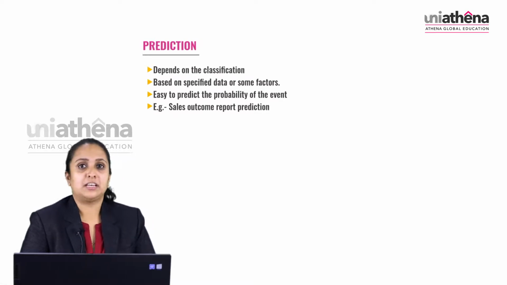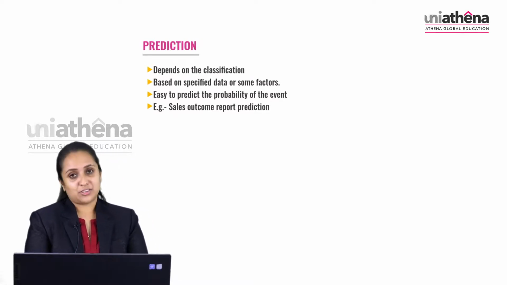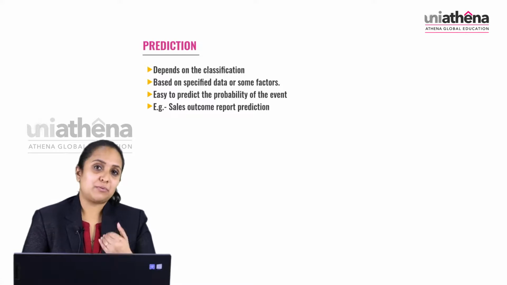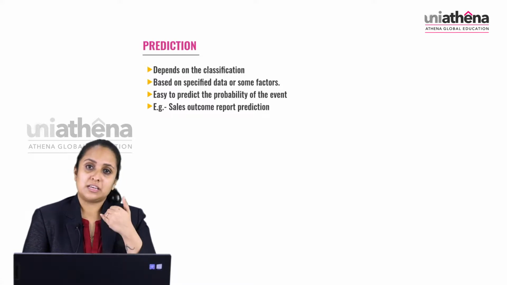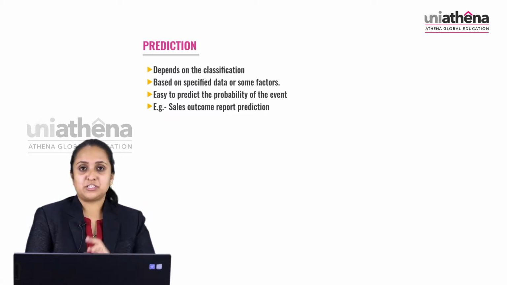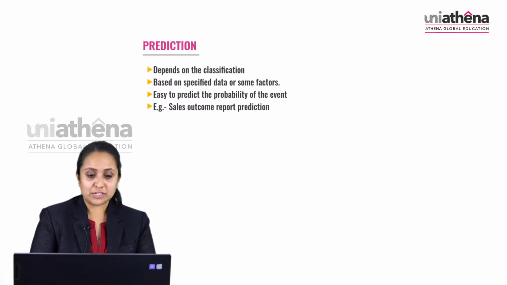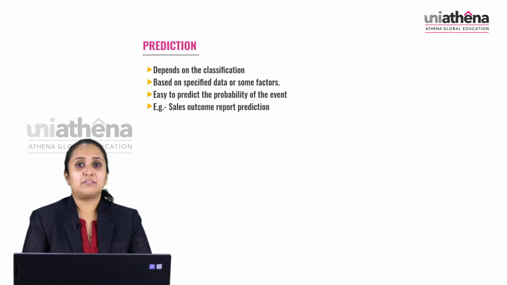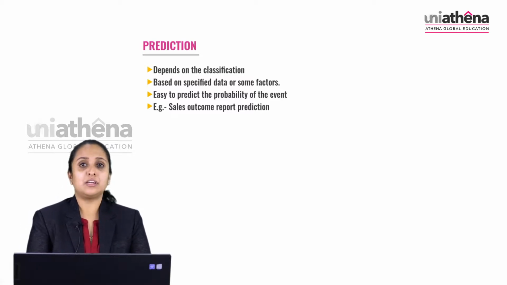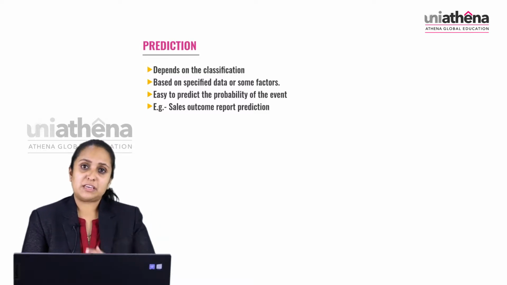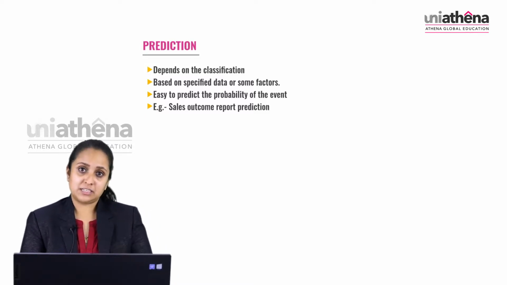Now, prediction. Like I have said, prediction is based on the classification itself, because we take in some data, we consider some factors, and then the product is able to predict the availability of that data. I mean, we get to know whether the prediction is accurate or not. For example, the sales outcome report, where we are using CRM and different kinds of applications. What are these software doing? The data is being fed and updated each time.